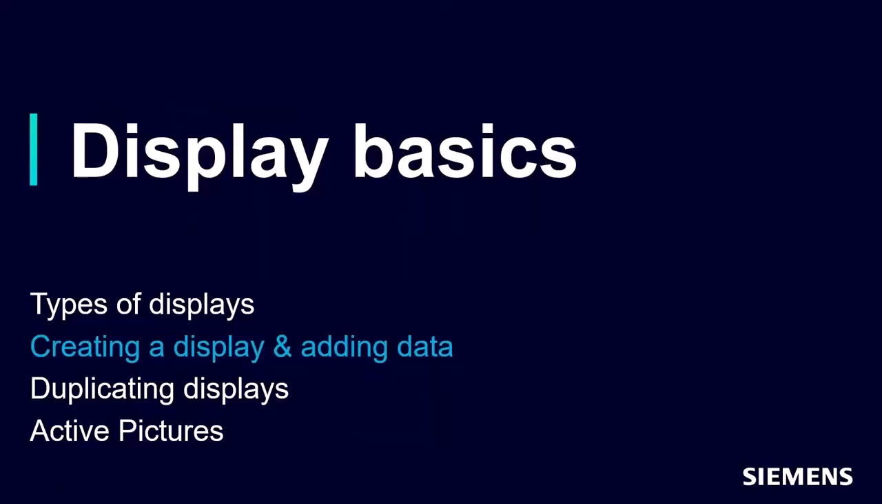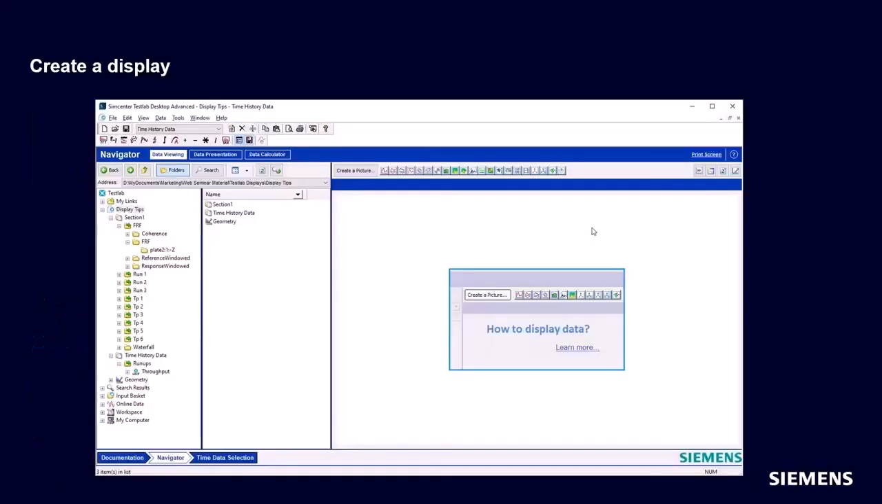Now I'm just going to touch real briefly on how to create a display and add some data. So if you're brand new to TestLab, this is the GUI here. And the first thing we'd like to point out is this list of display type favorites. So if you get used to using certain types of displays over and over, you can put them up here in your favorites and just have ready access to it.